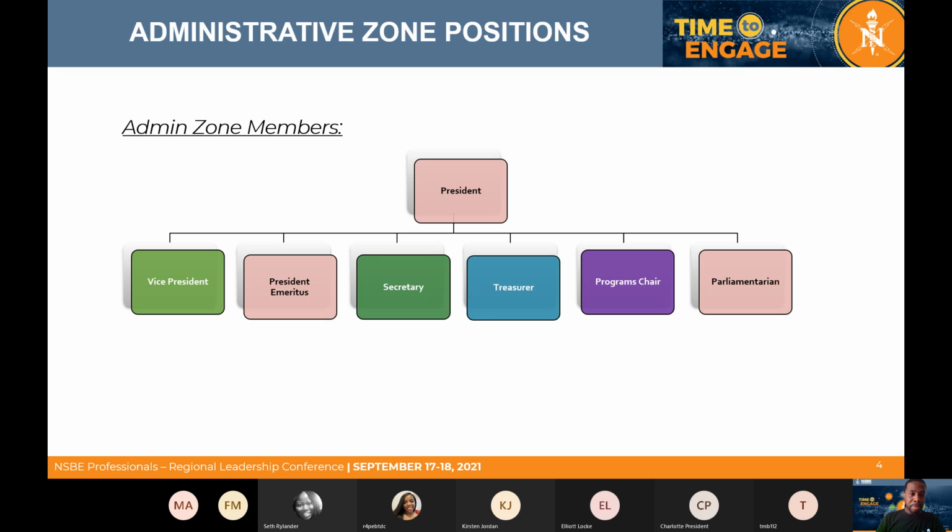Okay, so a brief overview of the admin zone. The president is the zone lead. Underneath the president, you have the vice president, president emeritus, secretary, treasurer, programs chair, and the parliamentarian. So basically, all the leads of the other zones, plus your parliamentarian and your president emeritus. I know some chapters also use the terms chair, chair-elect, and chair emeritus, just like we do at the regional and national level.